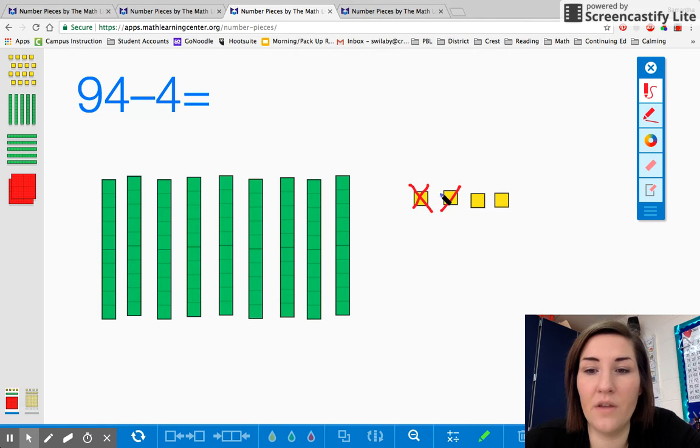1, 2, 3, 4. Now I can see that I'm all out of 1s. So I came close, but I still could do the subtraction. So now I have 9 10s and 0 1s. So 94 minus 4 is 90.